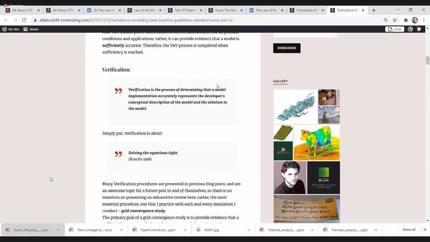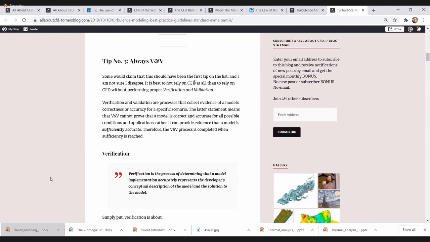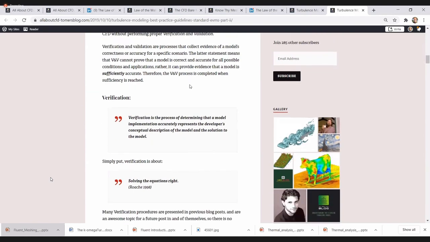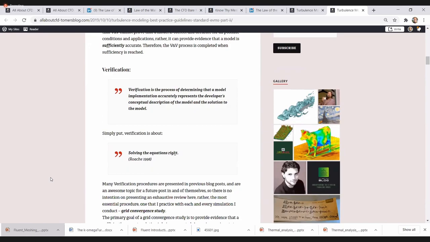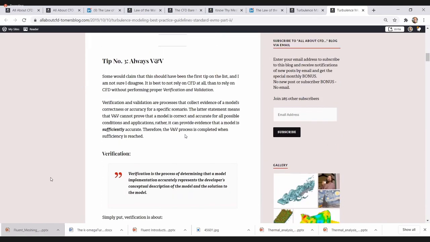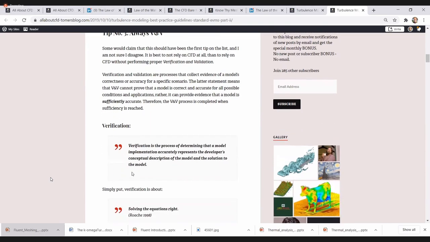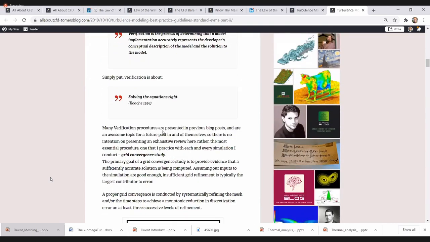The last part I want to talk about is really important for those of you who do the verification process: solving the equations right. Verification is the process of determining that the model implementation accurately represents the developer's conceptual description of the model. Simply put, solving the equation. If you code the equations sufficiently accurately, that shouldn't pose a problem.